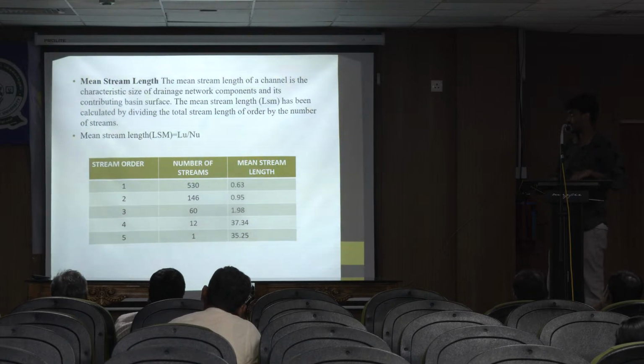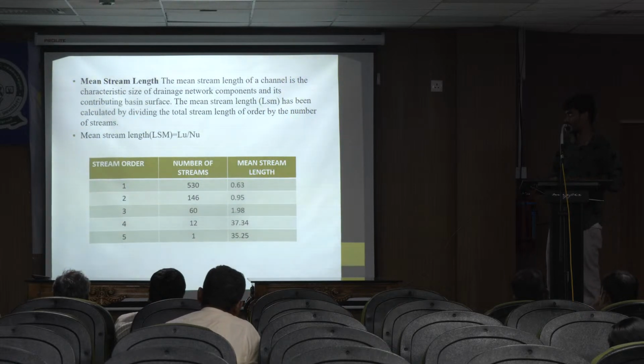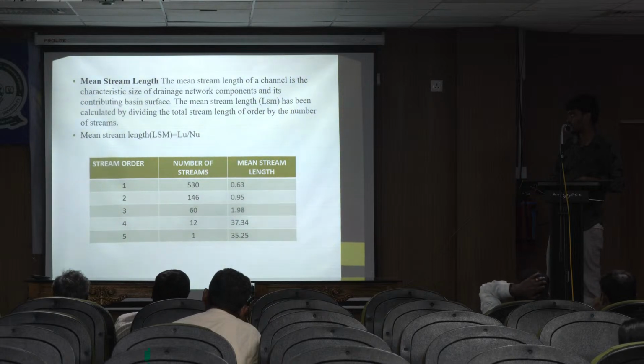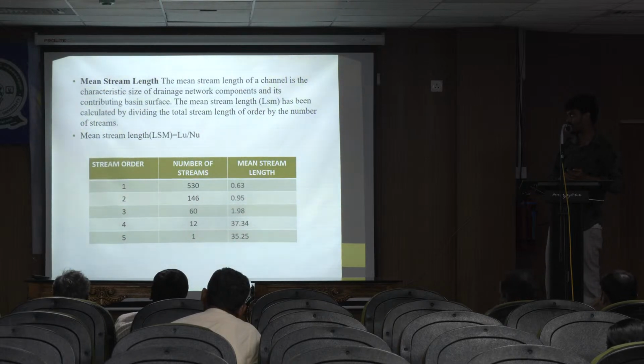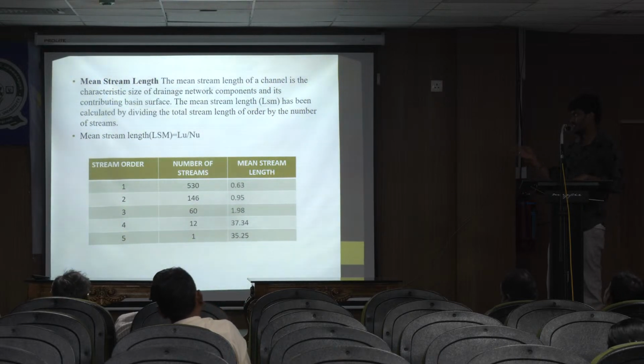The mean stream length of a channel is the characteristic size of drainage network components and its contributing basin surface. The mean stream length has been calculated by dividing the total stream length of an order by the number of streams. The formula is Lsm equals Lu by Nu. It has totally 5 stream orders and mean stream length.